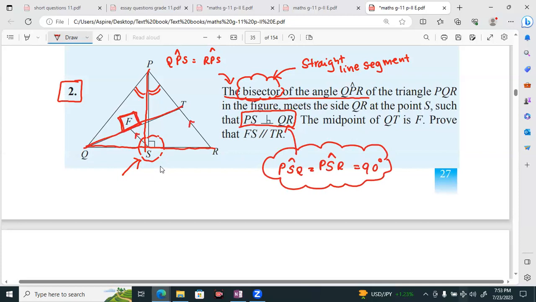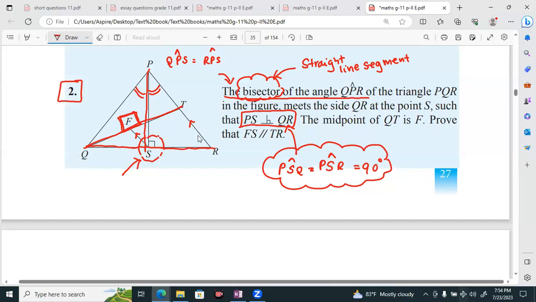What do you have to show? We have to show that two straight line segments are parallel to each other. Remember how we detect that. We have learned from grade 9 how to show two straight line segments are parallel. In grade 9 we can use alternate angles, corresponding angles, and allied angles. With the relationship of these we can show that two straight line segments are parallel to each other.